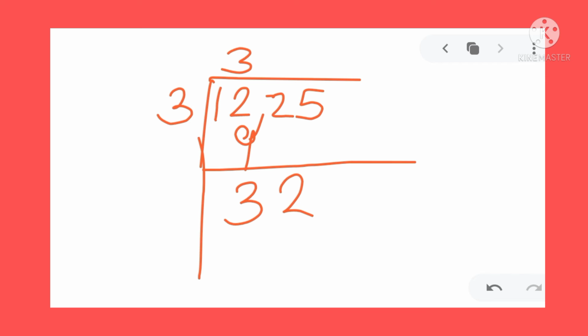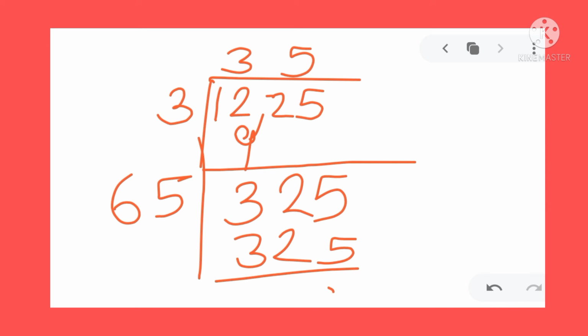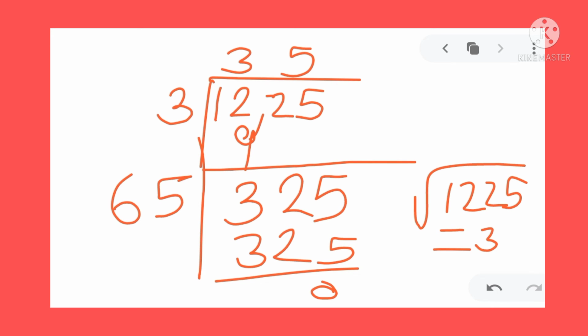Write down 25. Then double of 3 is 6. Then since the number ends with 5, only one number, that is 5 itself, ends with 5. So we write 5 here. So 5 5s are 25, 5 6s are 30 plus 2, 32. Then we get root 1225 is equal to 35.